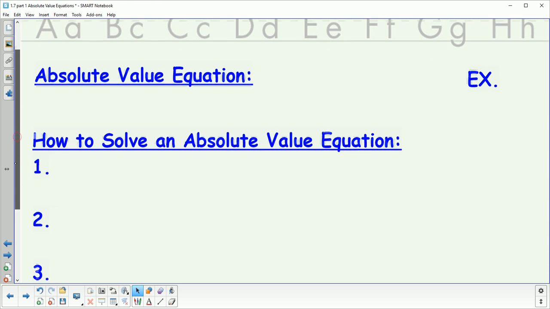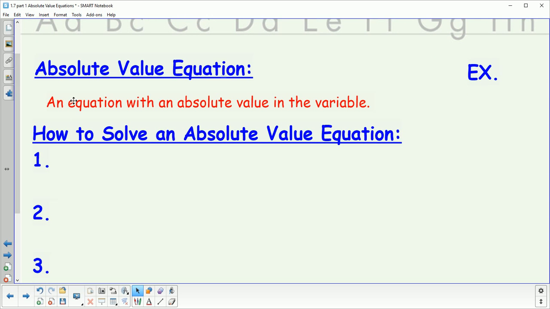An absolute value equation is an equation with an absolute value and a variable, but really we want to think about the variable as being inside the absolute value, such as this. We can have multiple pieces inside the absolute value as well, like 2x plus 6, that's fine. We have the -8 outside our absolute value, that's okay. We can multiply by a number outside in front, that's fine too.